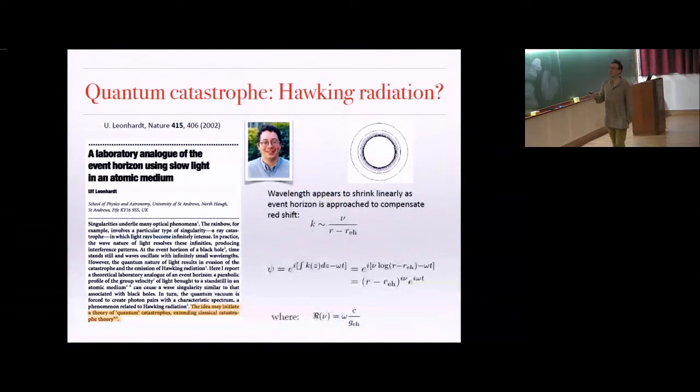So this is an idea by Ulf Leonhardt. And indeed this fall to the center, it turns out, can describe also motion near the surface of a black hole. So what you find is that the wave number grows inversely with the distance from the black hole. And so again, you get a logarithmic phase singularity coming up. And so he coined the term that this would be a quantum catastrophe. And the way he claims that this is resolved in nature is basically Hawking radiation.